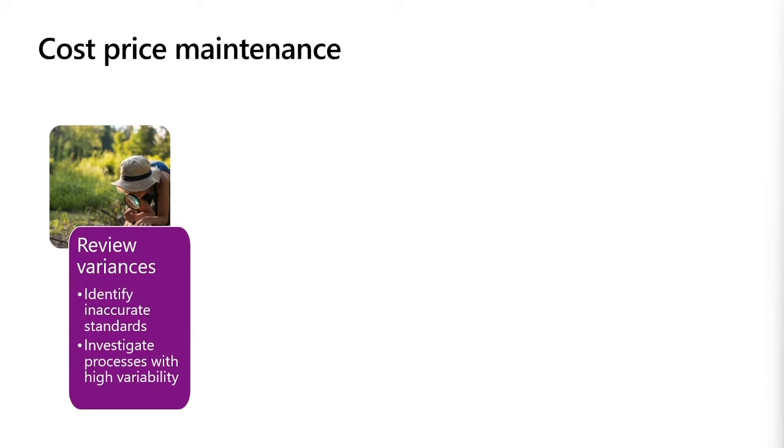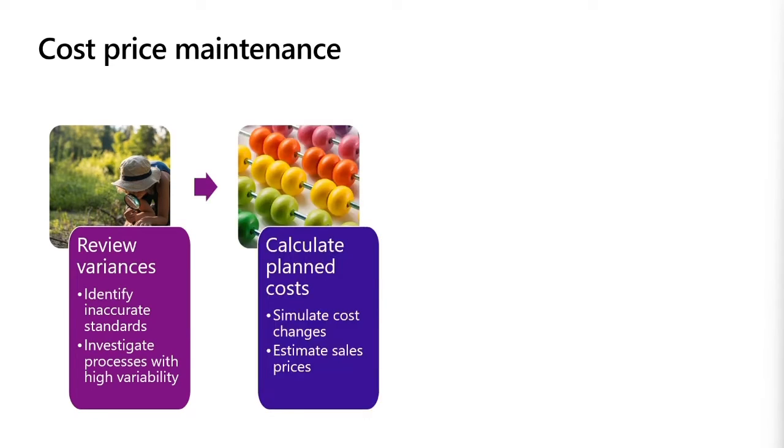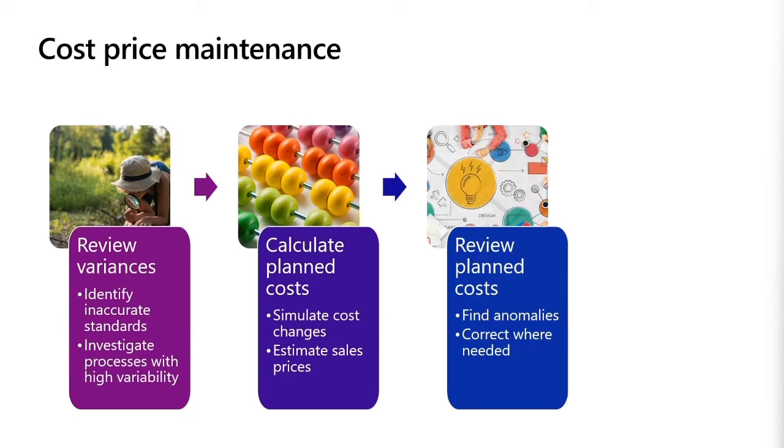Once we've understood the variances from our previous period, we will simulate planned costs for the next period. We can estimate the impact of changes in purchase prices or labor costs to our total costs, and what our sales prices would need to be to maintain our target margin. Once we've calculated the planned costs, you will want to review the outputs. We need to ask ourselves, does this align with our expectations, or why not?